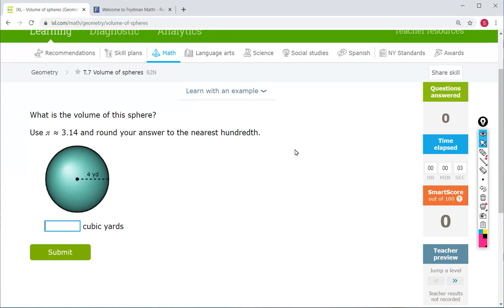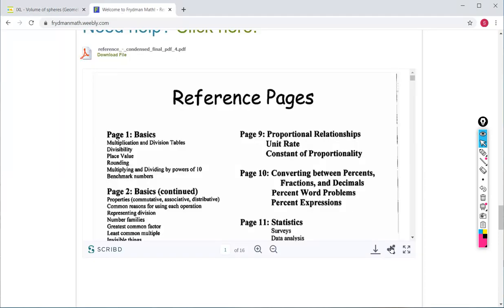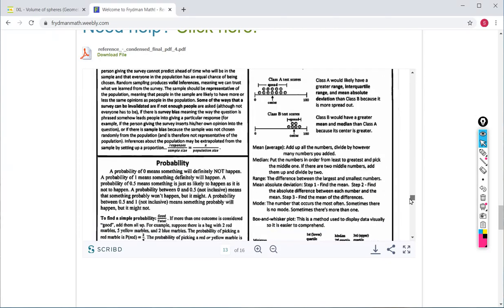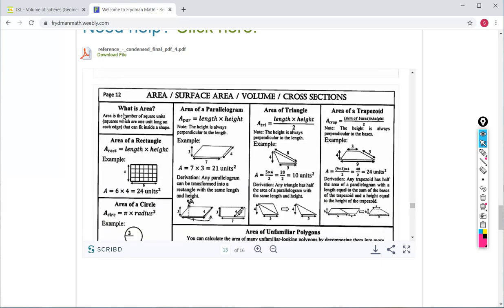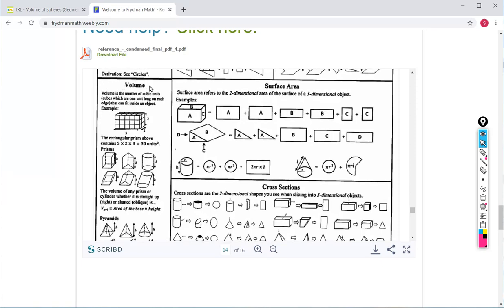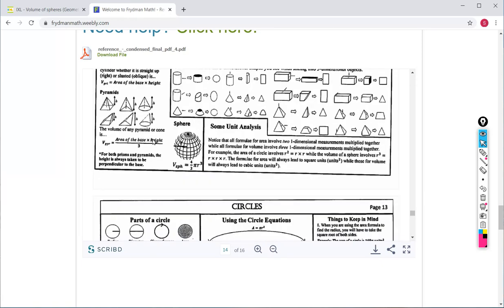Okay, before we answer these questions, let's go over to Frydman Math, and we see that volume is on page 12. So we will go down to page 12. Here it is, and here's the volume section. And over here in this little corner, we have a sphere, which is like a basketball. It's the three-dimensional analog to a circle. It's like a circle, but in 3 dimensions.